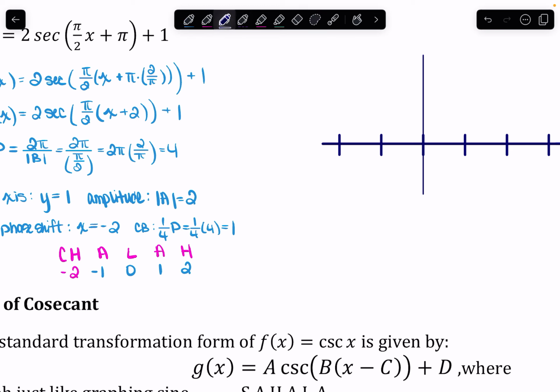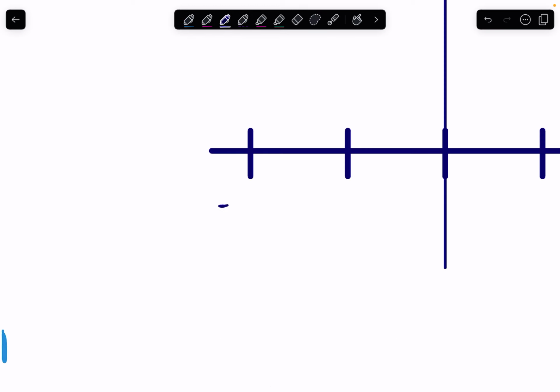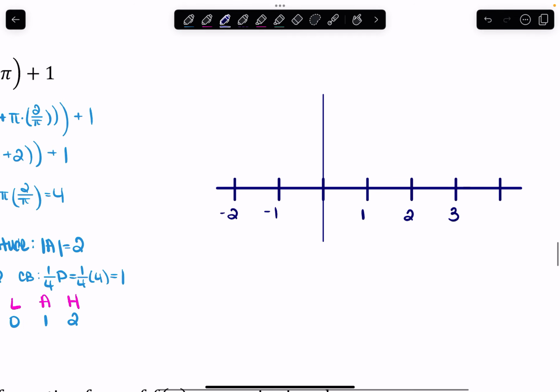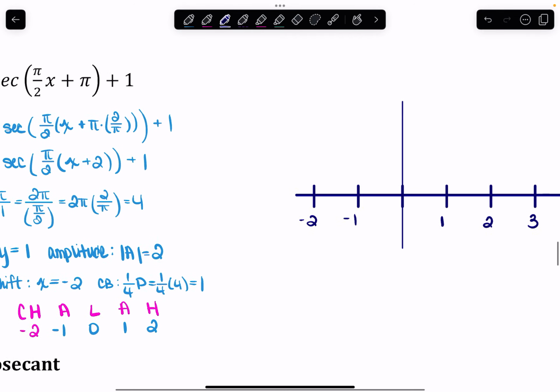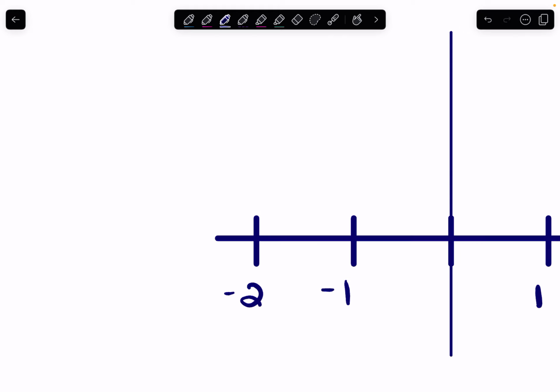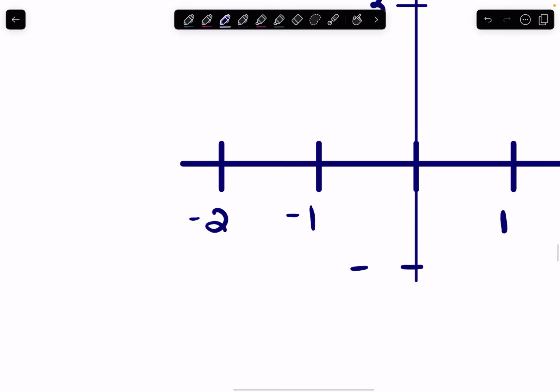I get those labeled. -2, -1, 0, 1, 2, 3, 4. All right, for our y-axis, so we know the axis is at 1. We're going to go up 2 to get our high, so our high is going to be 3. And then we're going to go down 2 to get our low, so our low is going to be -1.